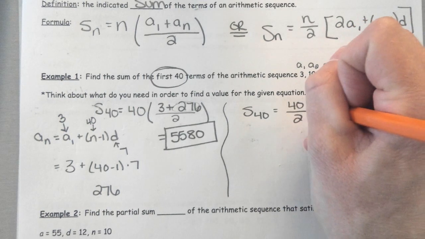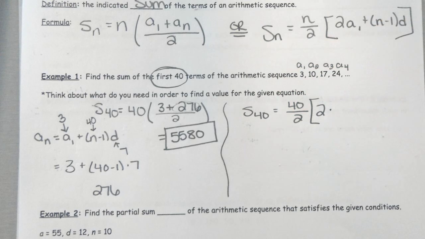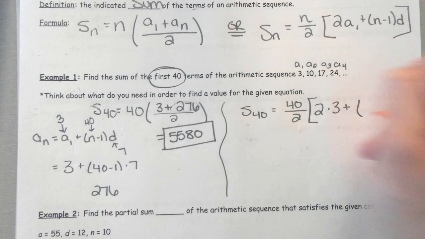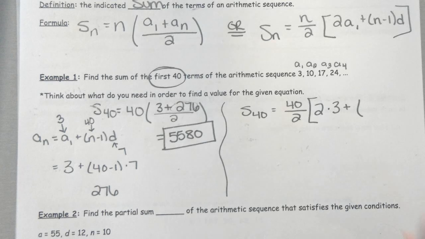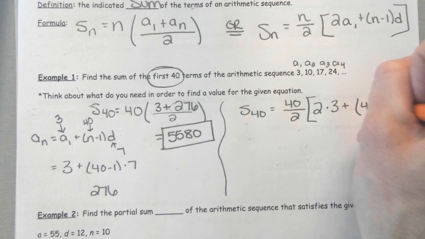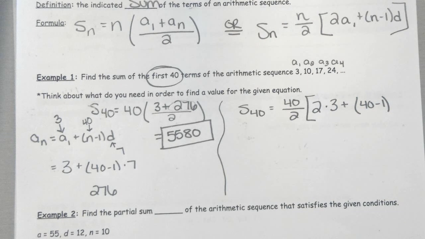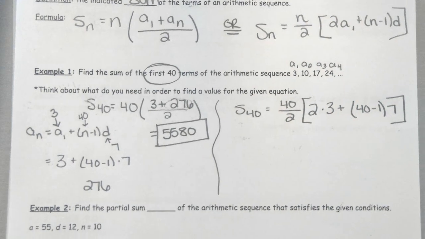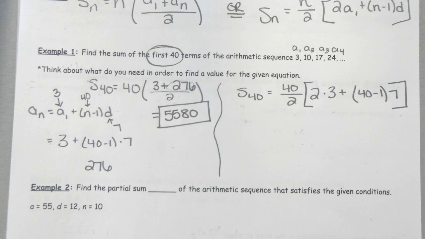We've got a bracket. We've got 2 times a sub 1. What's a sub 1? 3 plus n minus 1. What's my n? 40 times the constant difference. What was the constant difference? 7.